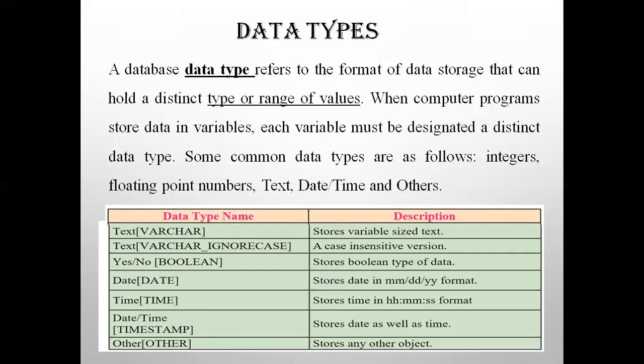So we will look at the 5 categories of data types in LibreOffice Base. First one is integer. Second is floating point numbers. Third one is text. Fourth is date and time. And fifth is others.